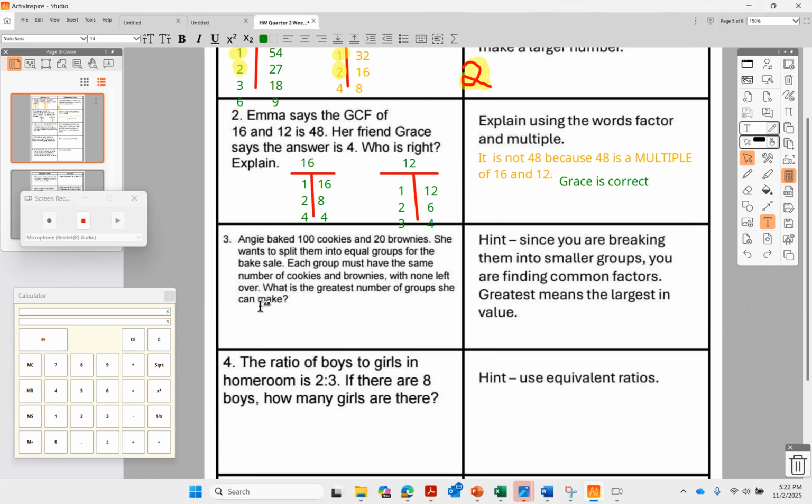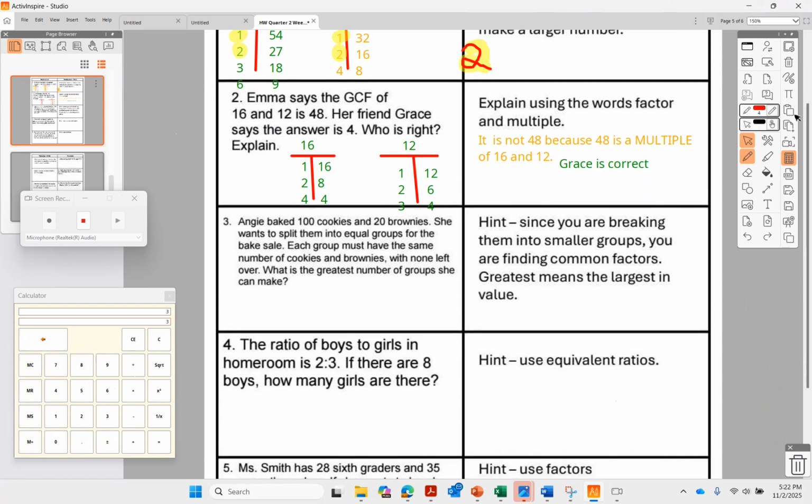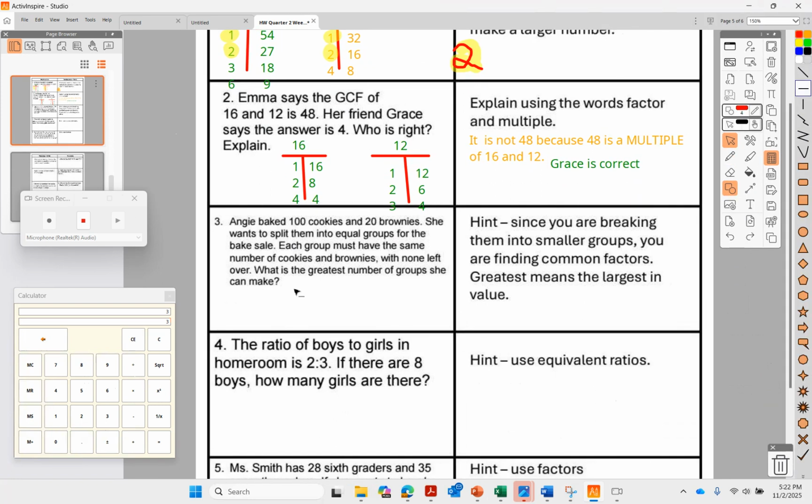Angie's baking 100 cookies and 20 brownies. She wants to split them into equal groups for the bake sale. Each group must have the same number of cookies and brownies with none left over. Since you are breaking them into smaller groups, you are finding common factors. So we are going to go back here. We are going to go to shapes. We are going to make some T-tables.